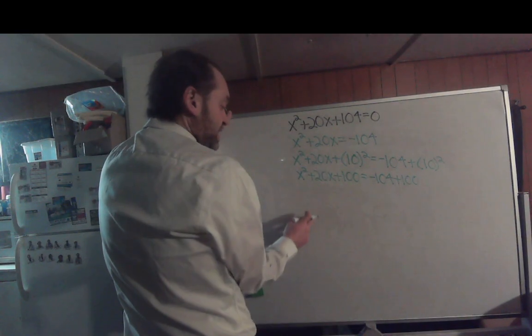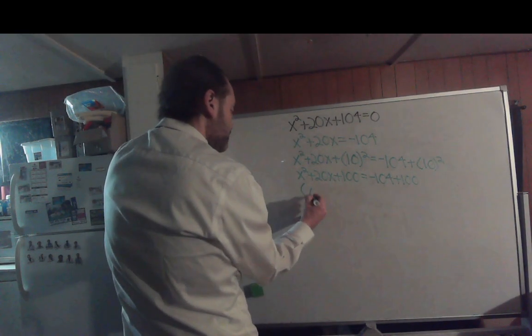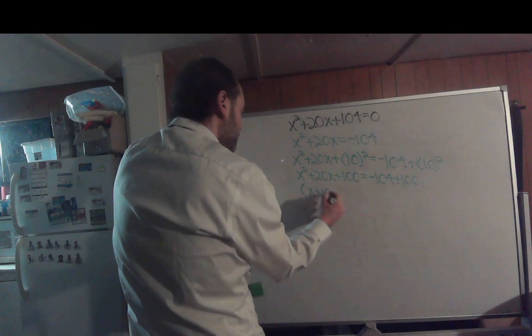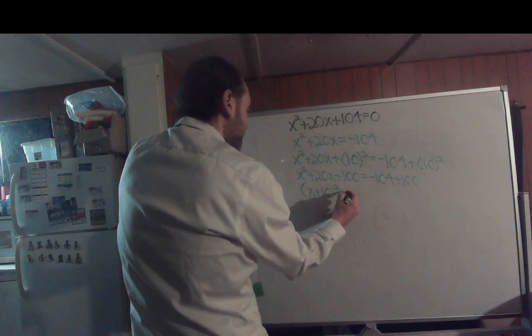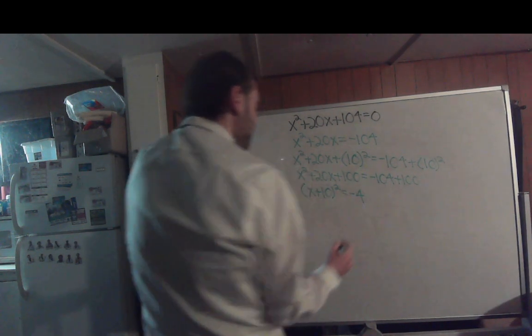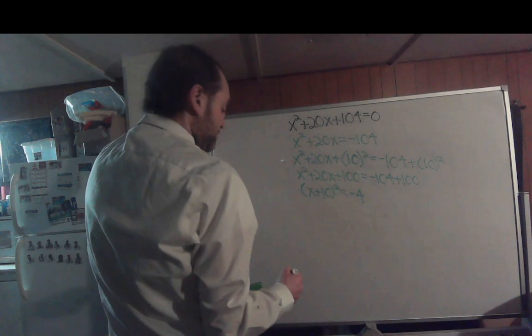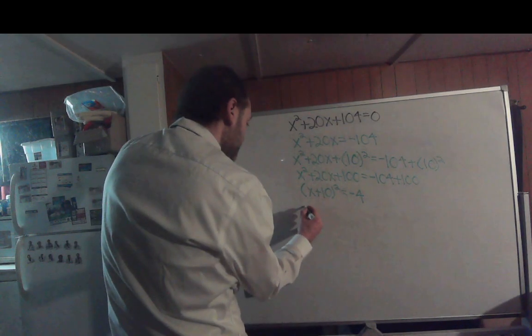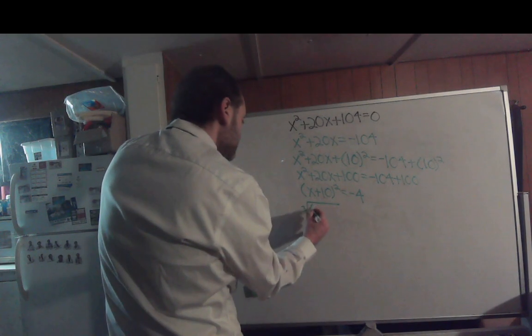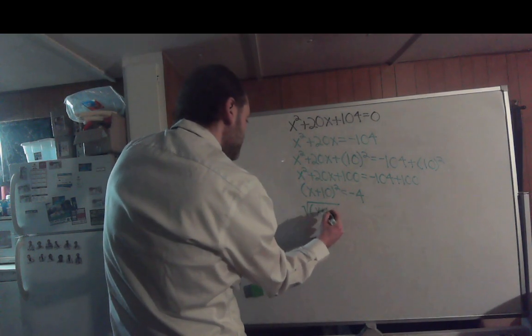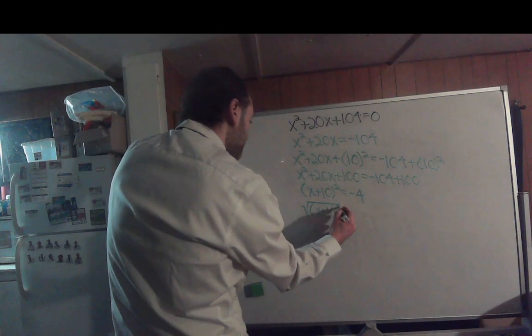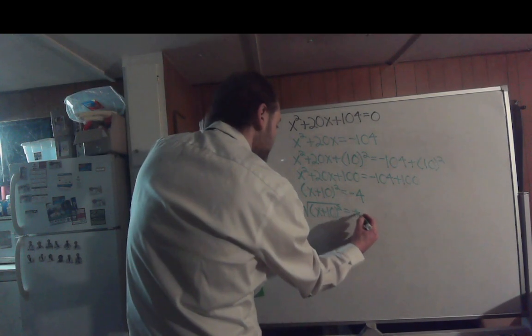So the left side would turn into a binomial square of x plus 10, that quantity squared, would equal on the right-hand side negative 4. So now you just take the square root of both sides. So the square root of x plus 10, that quantity squared, would equal plus and minus the square root of negative 4.